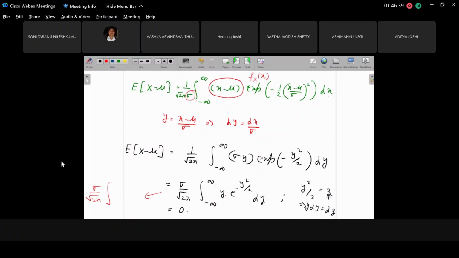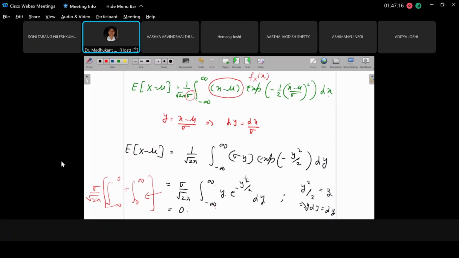So what we can do here is, this is a derivative, right? You have an improper integral, so you break it down into minus infinity to zero plus zero to infinity. Otherwise it will not be possible. That is the first thing.